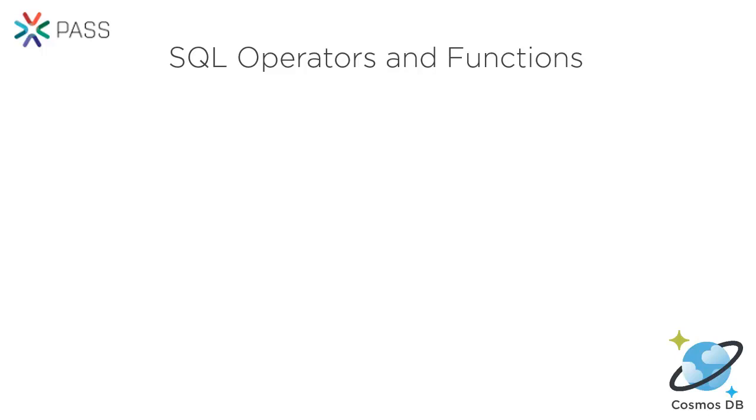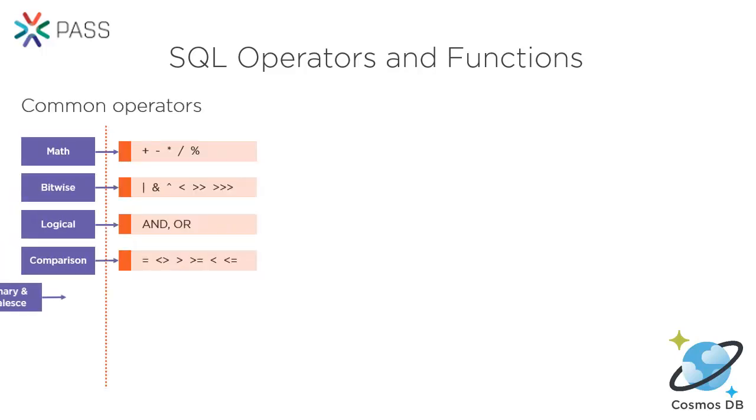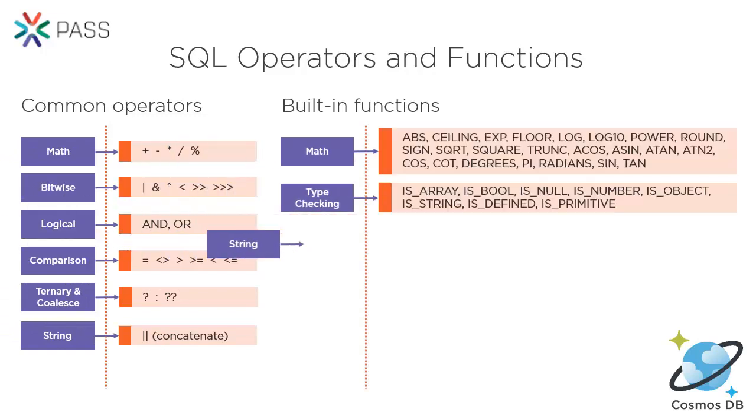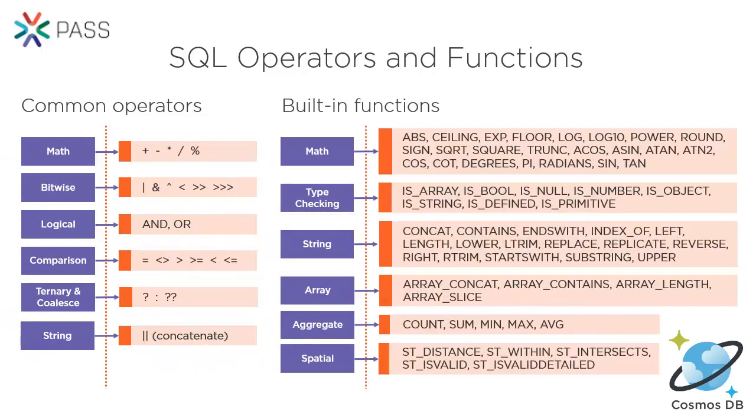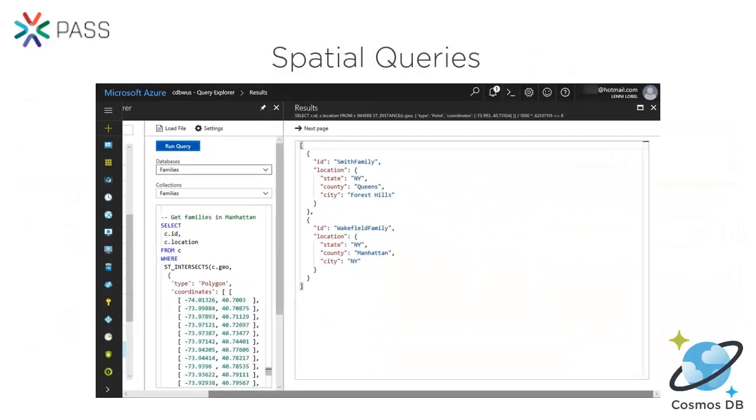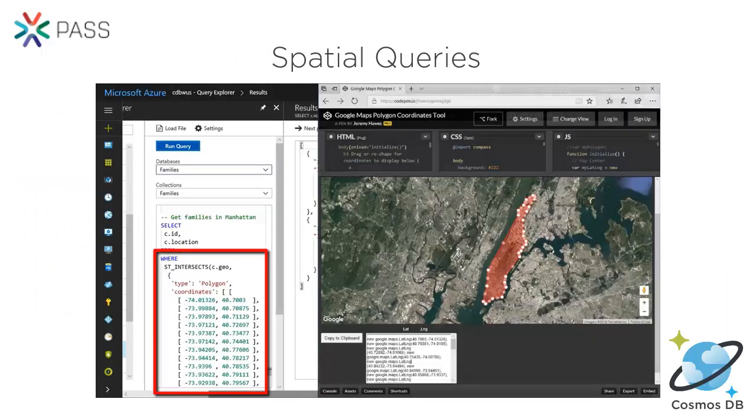Learn how to use the SQL API, which provides a special version of structured query language that's tailored for querying and manipulating hierarchical JSON documents. There are many operators and built-in functions, including spatial functions. By storing spatial data inside your JSON documents as GeoJSON, you can run spatial queries that calculate distances and intersections across your geocoded data.